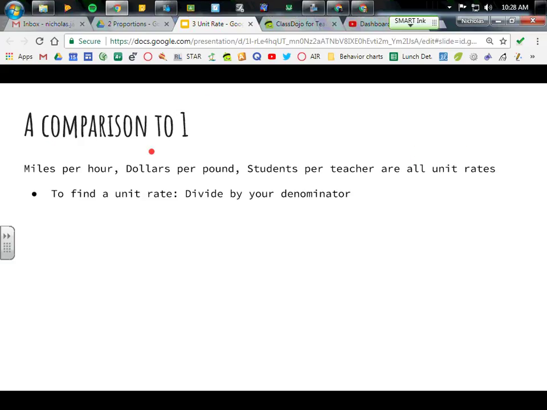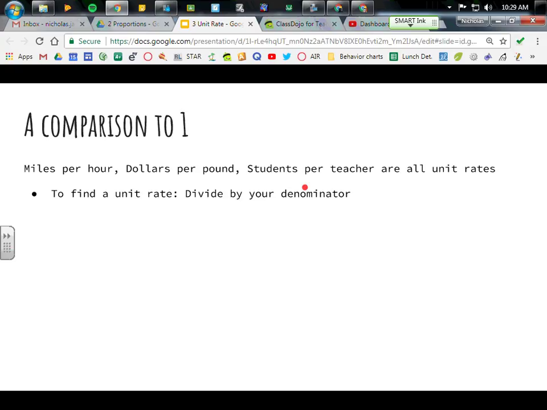Some common unit rates would be miles per hour, dollars per pound, students per teacher. Those are all examples of unit rates. It's a rate per one something. So, here we have how many miles we are going in 1 hour. This would be how many dollars it is for 1 pound. This would be how many students you have for one teacher. They're all comparisons to one. Whenever you write a unit rate as a ratio, one should be your denominator.